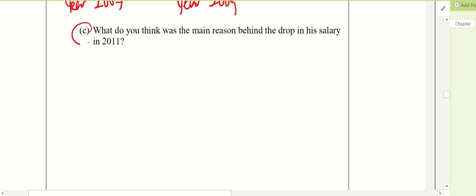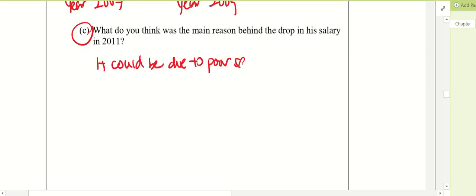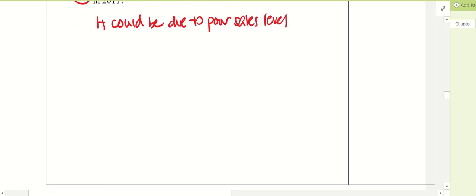So this kind of question is what we call a free response question, whereby there could be many answers, right? So it depends on whether your answers make sense or not, right? So in this case, I would say it could be due to poor sales. Right, so for that year, 2011, he did not sell as many goods as he should, or as he has in the past years.